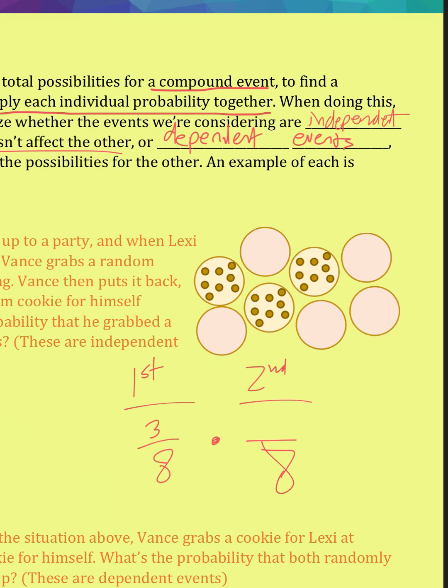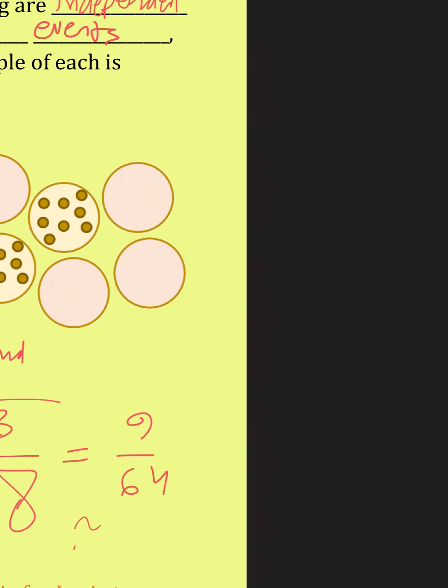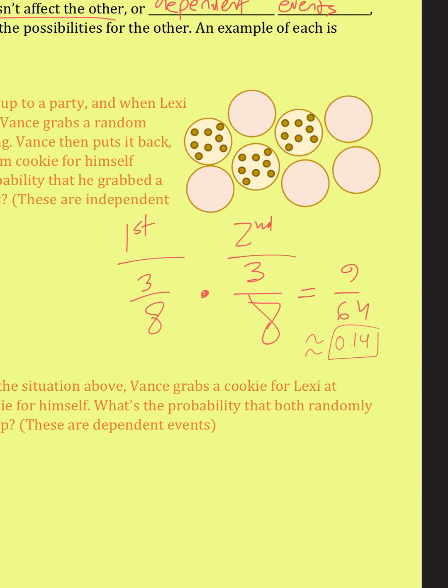Because he put it back, you might think there are only 2 chocolate chip cookies. Nope, joke's on you. There are still 3 chocolate chip cookies because he put it back. So I would take 3 out of 8 times 3 out of 8. The probability that he randomly got a chocolate chip cookie both times is 9 out of 64, which, 9 divided by 64, is approximately 0.14, about 14% of the time.